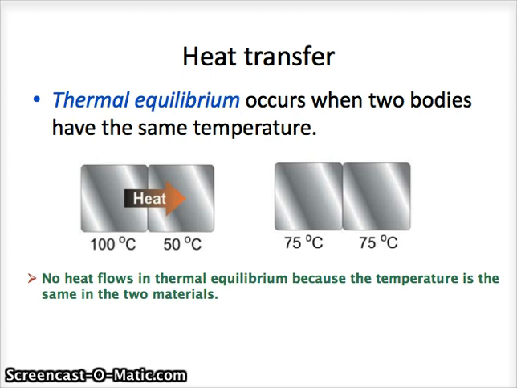Thermal equilibrium is a process that occurs when two bodies end up having the same temperature. Heat flows from warmer objects to cooler objects, but if you set them next to each other, eventually they will reach thermal equilibrium and be the same temperature.